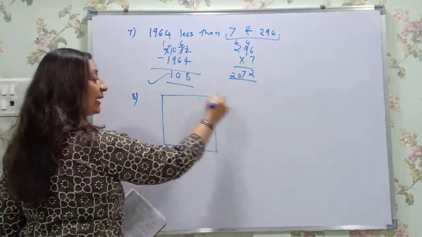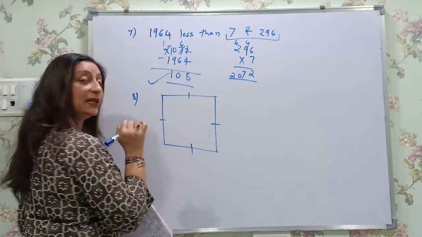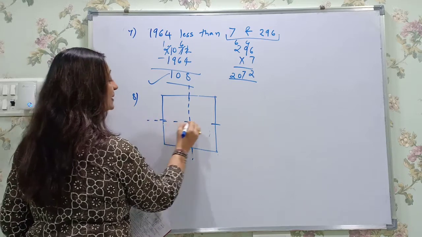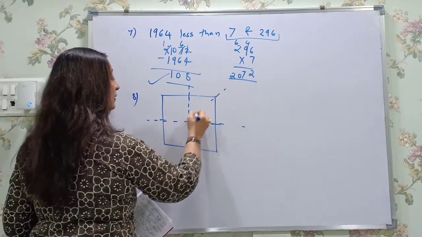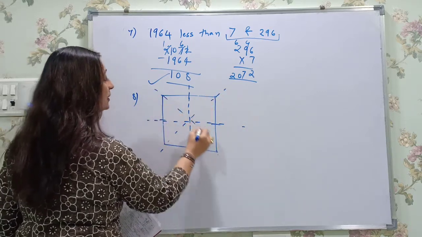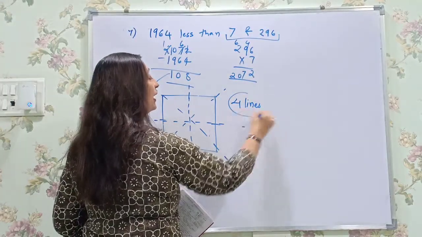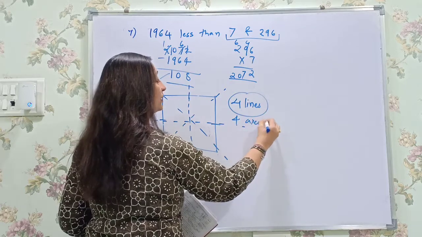Okay? So square has all sides equal, right? All sides are equal in a square. So this is my one axis of symmetry. This is my second axis of symmetry. Third axis of symmetry. And this is the fourth axis of symmetry. So how many lines it has? 4 lines, 4 axes of symmetry.